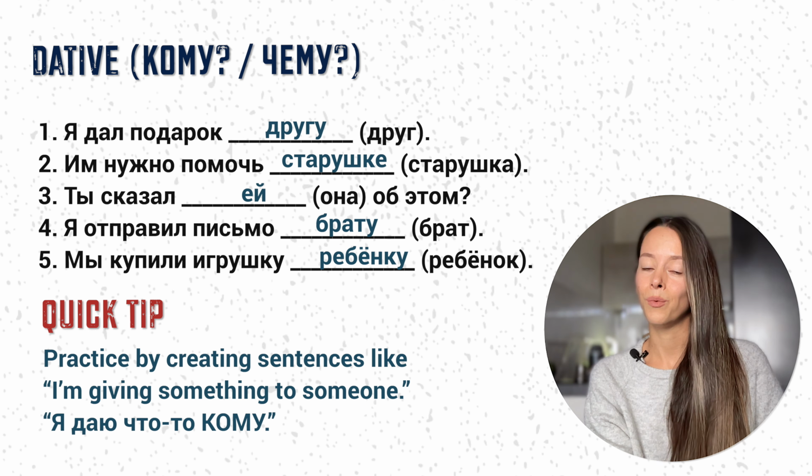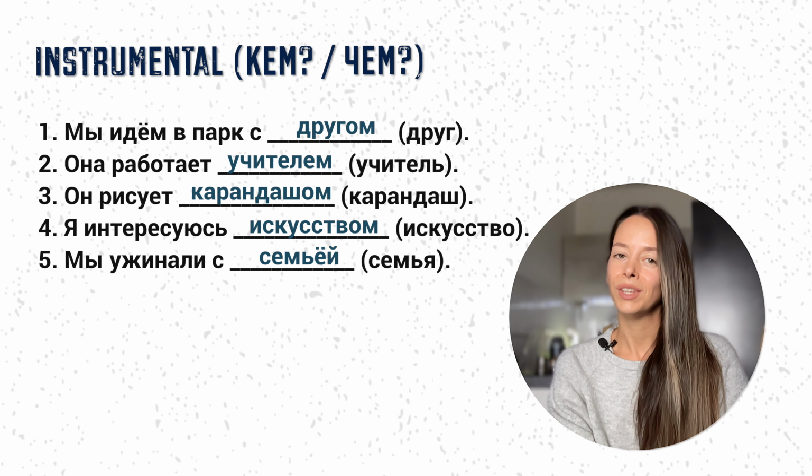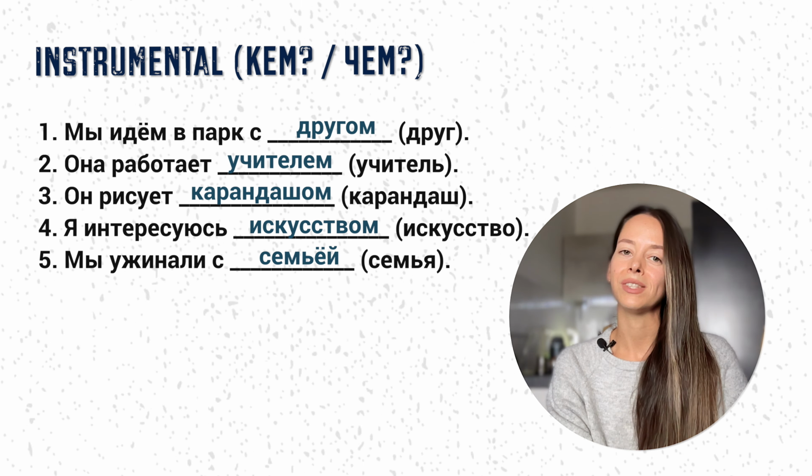Мы идем в парк с другом. Мы ужинали с семьей. We also use it after the verbs быть, стать, работать. Она работает учителем. We also use it to express the means or the instrument by which something is done. Он рисует карандашом. And also after the verb интересоваться. Я интересуюсь искусством. Another verb which requires the instrumental case is заниматься. Я занимаюсь математикой.